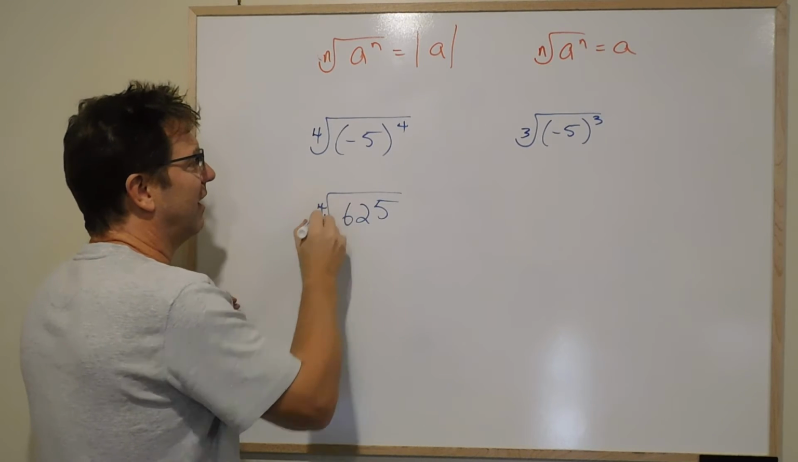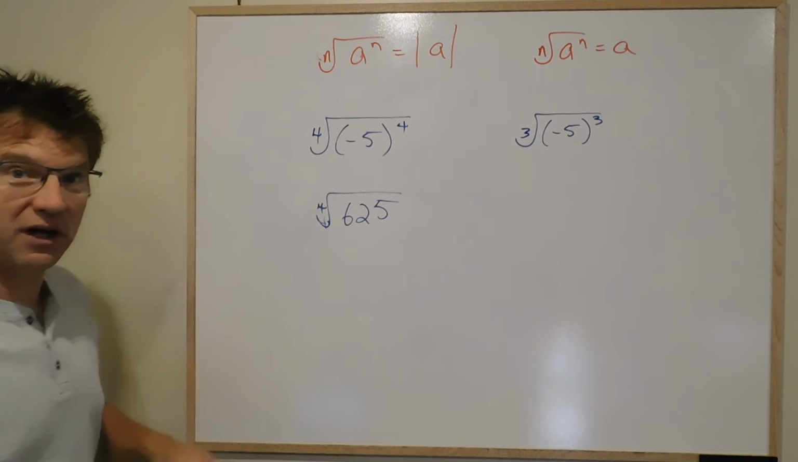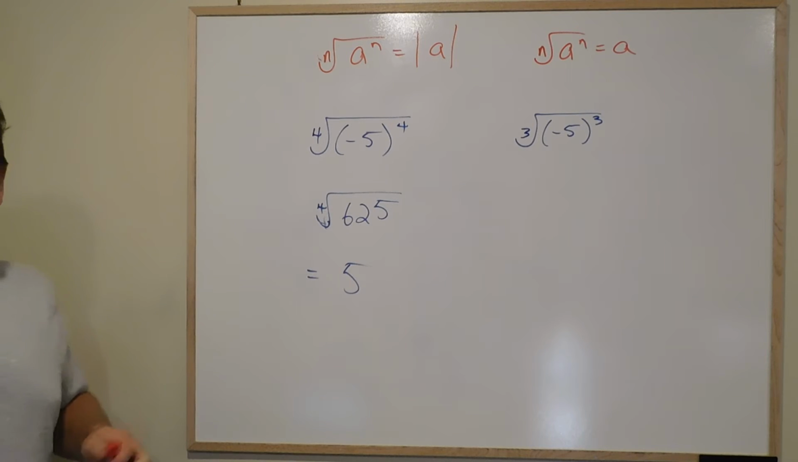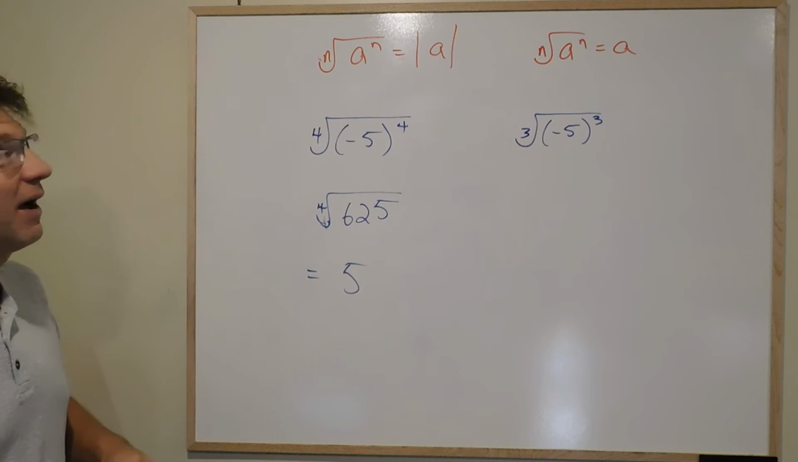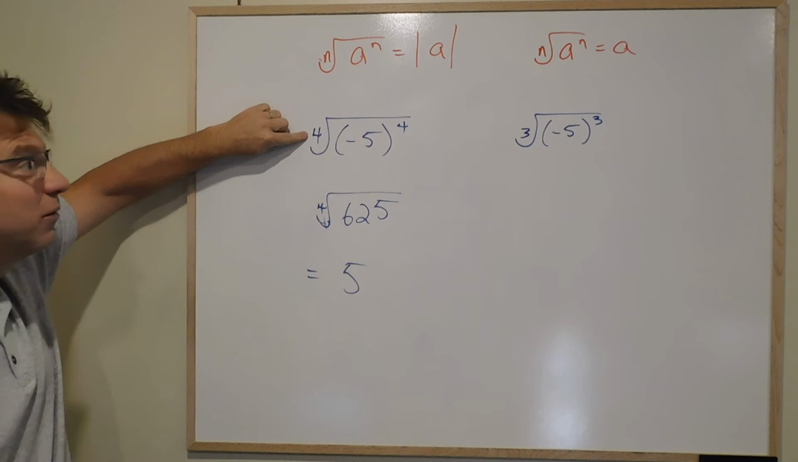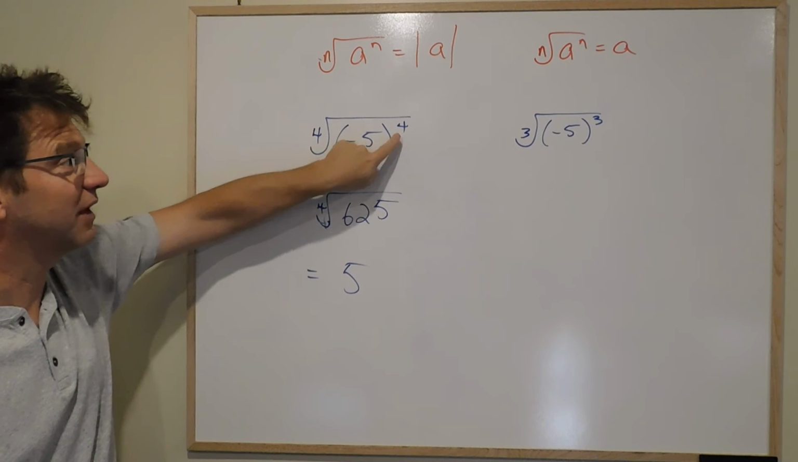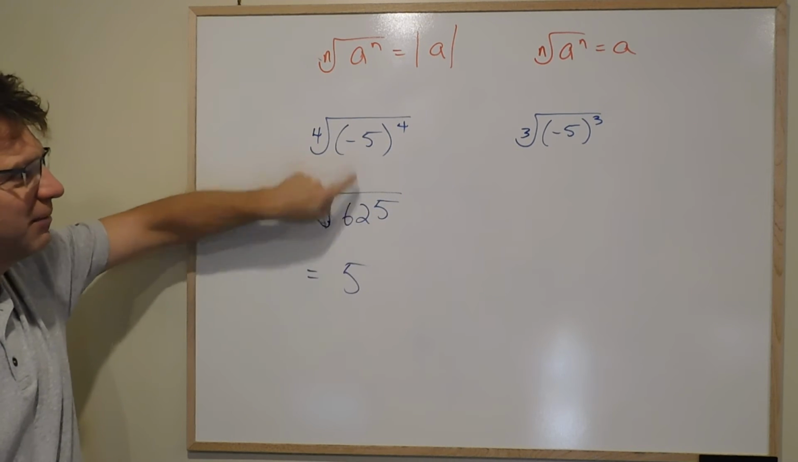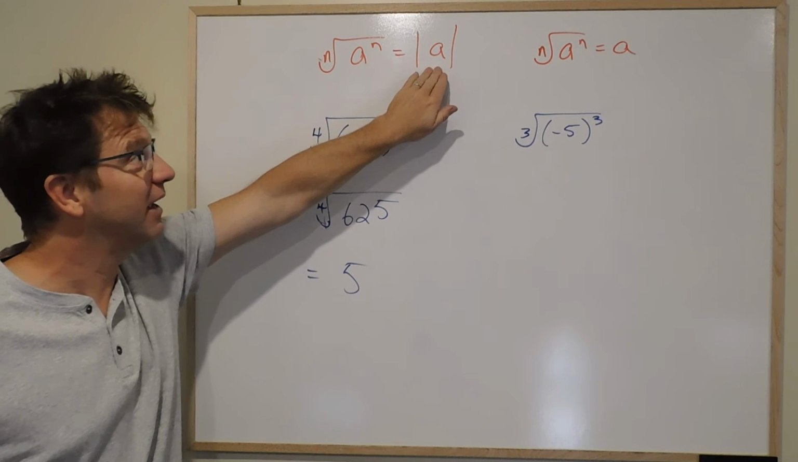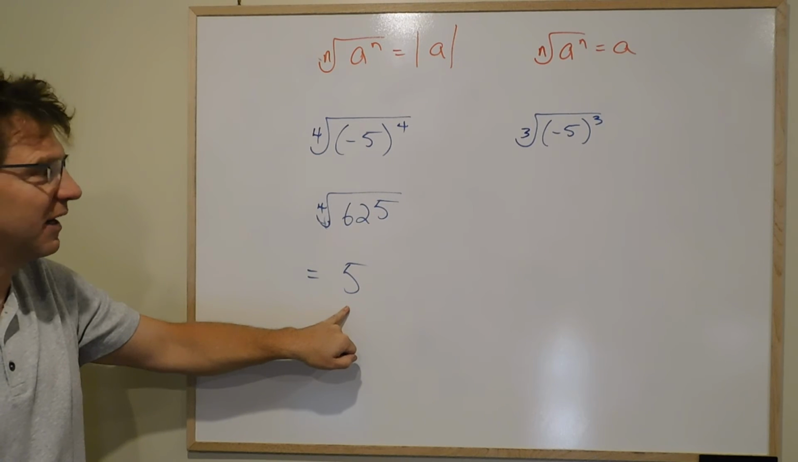So what we have is the fourth root, I didn't do that very well, it comes inside. The fourth root of 625 is equal to 5. Okay. So all the a's and the n's and the radical signs are saying, if I have an even root, square root, fourth root, sixth root of a negative number raised to that same power, it's not going to give me the same answer. It's going to give me the positive. So see the absolute value of a, so the absolute value of negative 5 is 5, right?